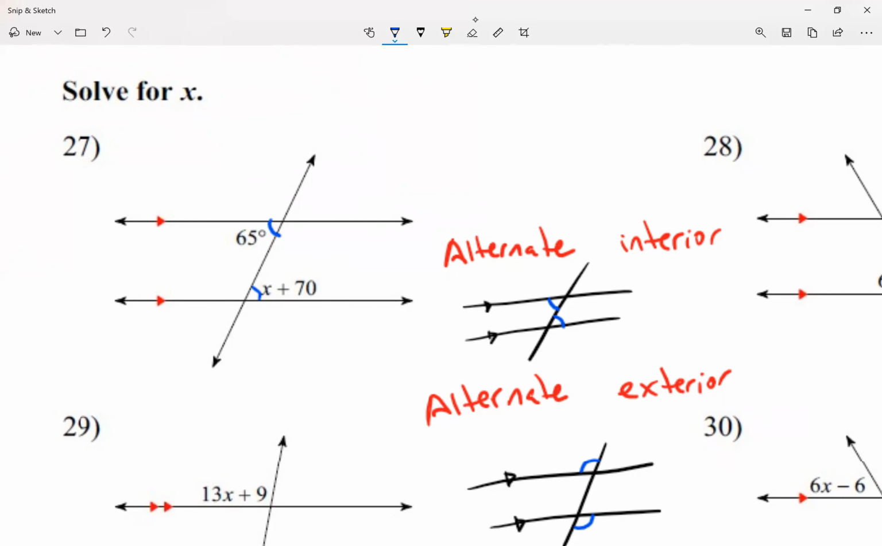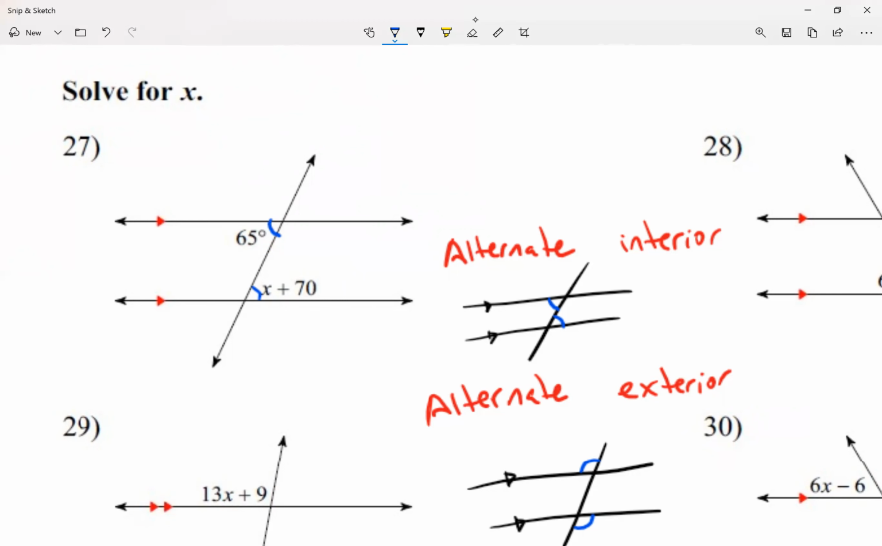On the left side, 65 minus 70 gives me a negative 5, and this is equal to x. I have x by itself. My instructions are solve for x. Basically, I want to know what's the value of x that makes the statement true. There it is, negative 5.